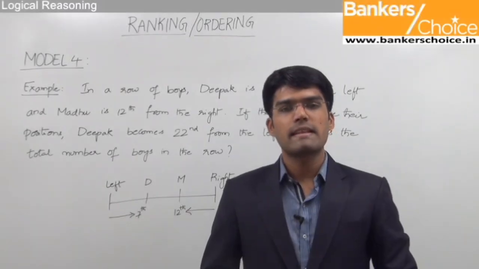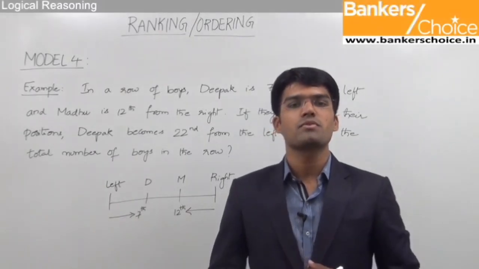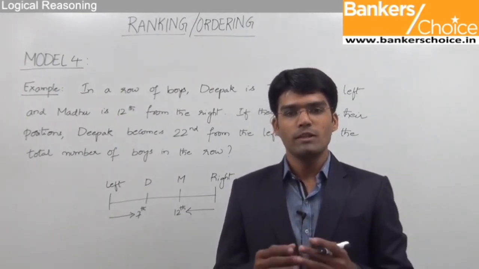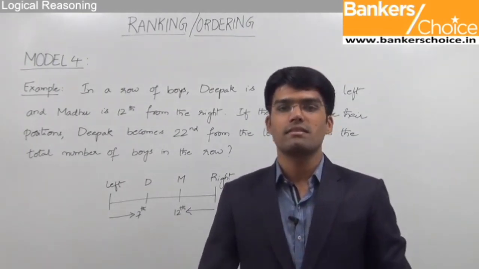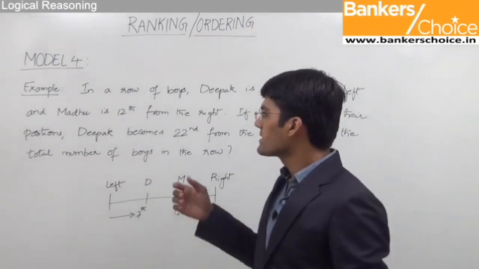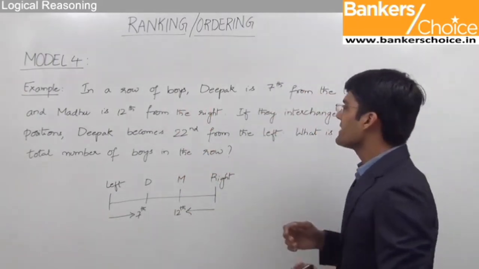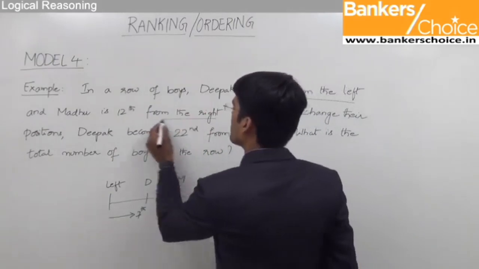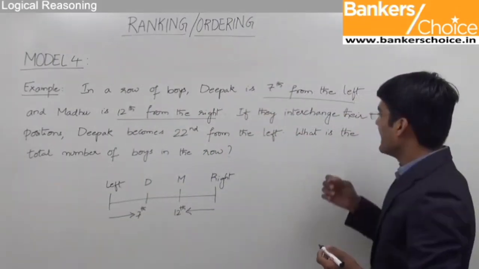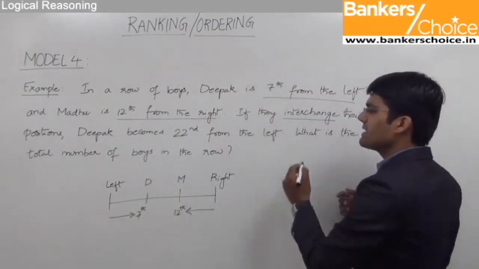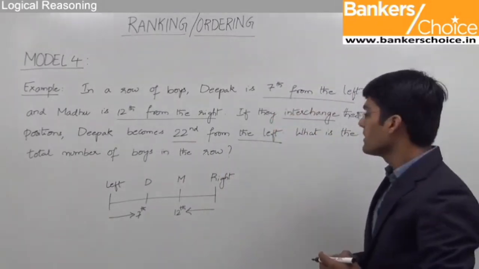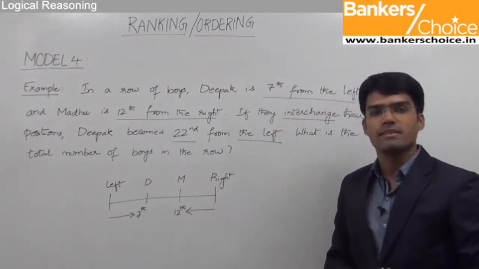Let us now take another example from ranking, where we are supposed to find out the total number of persons in the given row when two persons have interchanged their positions. Let us look at this question. In a row of boys, Deepak is 7th from the left end and Madhu is 12th from the right end. If they interchange their positions, Deepak becomes 22nd from the left end. What is the total number of boys in this row?